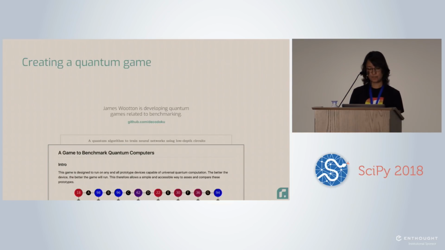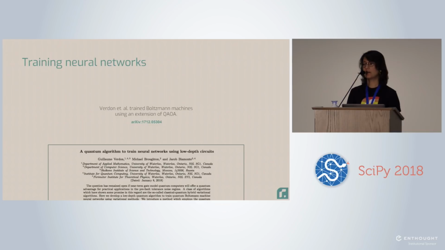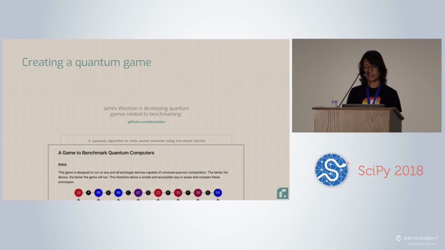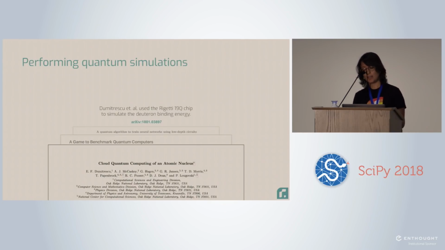There have been multiple people who have used our QPU to do research. Quantum information theorists have been running their algorithms on our hardware. For example, this group from Waterloo, Canada, has done quantum algorithms to train neural networks. This researcher from Switzerland has created a game to benchmark quantum computers. And this group from Oak Ridge National Labs has done work on simulating an atomic nucleus.